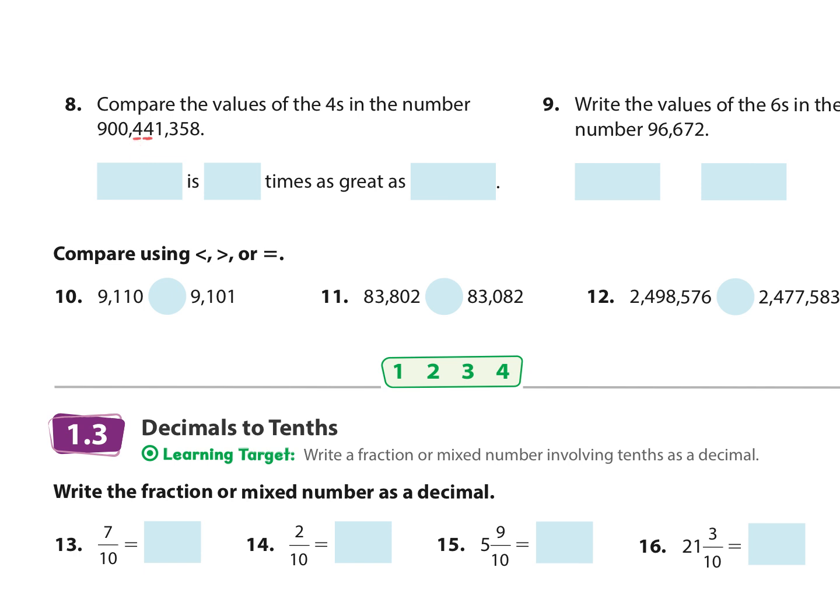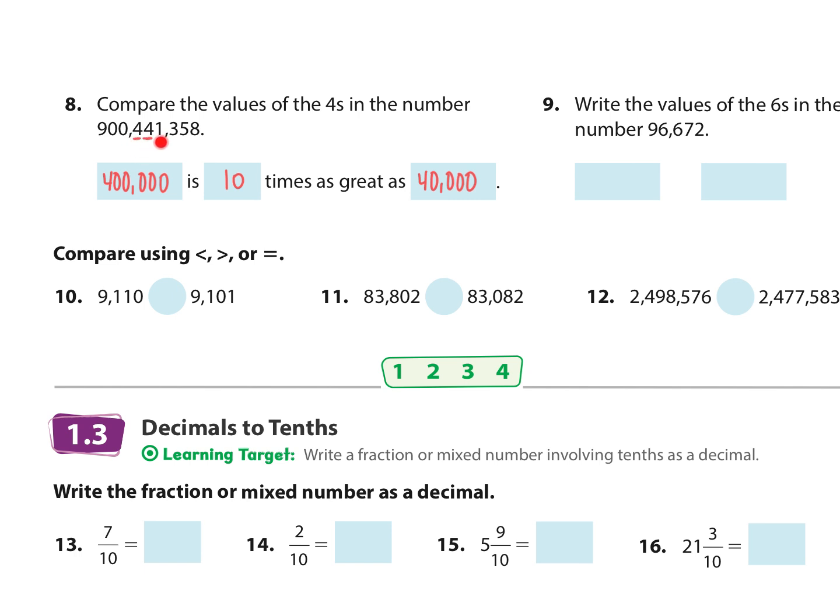Okay, so we're going to put 400,000, the value of that first 4, is how many times as great as 40,000 would be the next number, because I have a 4 in the 10,000s place. So if I have 4 10,000s, that's 40,000. How many times as great is it? 10. It's only 10 times as great if it's just one place away.